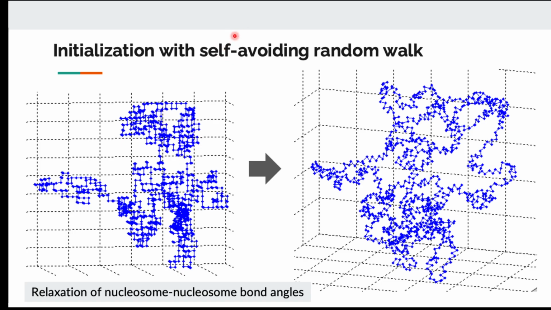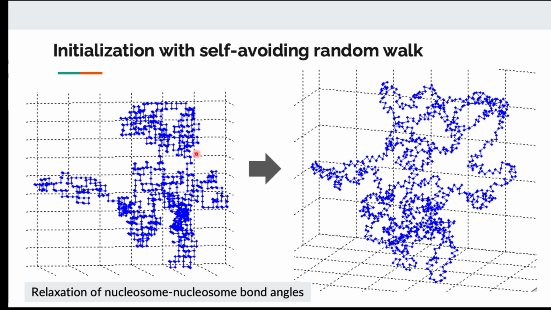People call this a self-avoiding random walk because we know that two nucleosomes cannot occupy the same space. They will collide with each other. So with a self-avoiding random walk, as the name implies, as you generate the random position, you try to avoid itself. You don't want to run into the original position, so you avoid the existing nucleosomes.